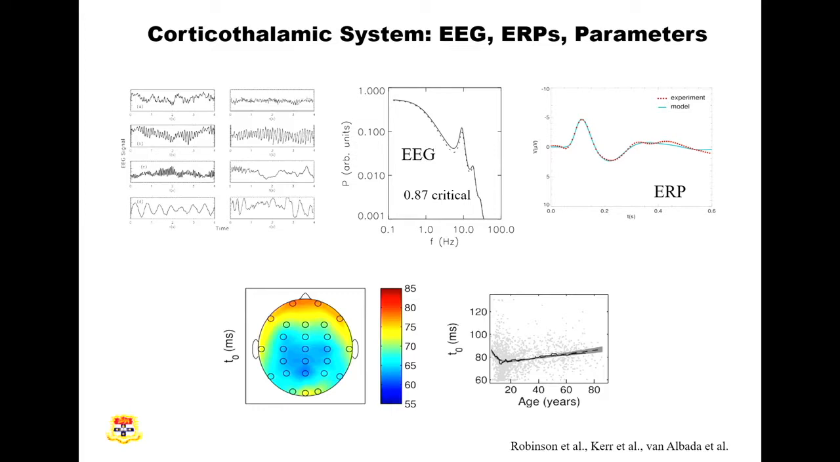Now, if we can fit the parameters to the data, we can estimate the parameters from the data going in the reverse direction, from data to model. And here's a map, for example, of the time delay for signals to travel from the cortex down to the thalamus and back again. And we see it's a little shorter on average towards the back of the head. Here's the nose and the ears and the circles of the EEG electrodes.